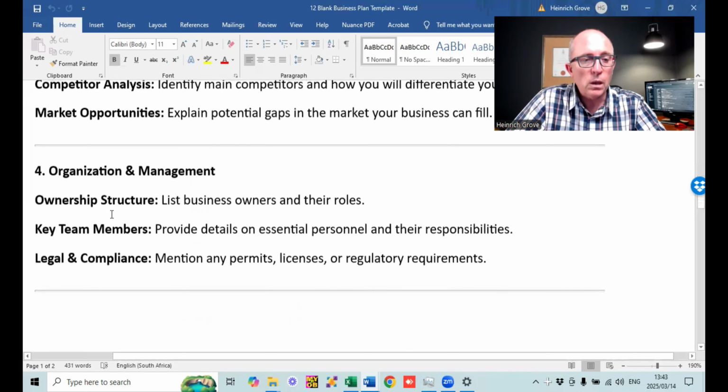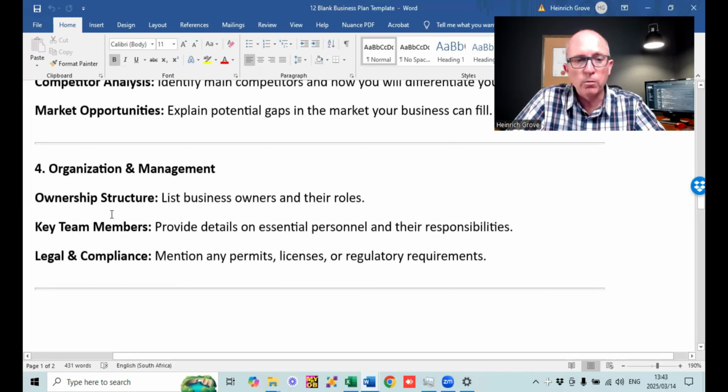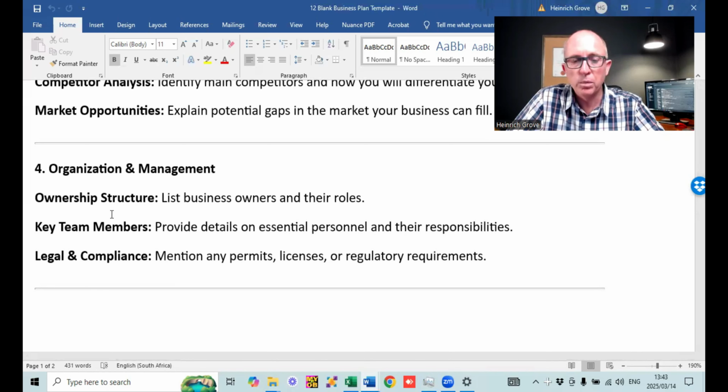And then organization management, remember we did a whole video on this as well. So ownership structure, this is the business owners and who's the role, who will be the financial director, who will be the operations director, who will be in charge of marketing, who's in charge of finances. So just all those things, it's good to have those roles laid out. Key team members, provide details of essential personnel and their responsibilities. So if it's a bigger type of business, then obviously this stuff is relevant. If it's only like you, only own a managed company, obviously then you can leave this stuff out because it's not relevant to your business.